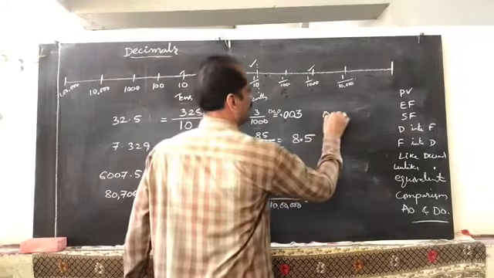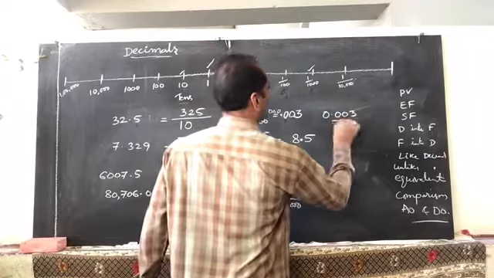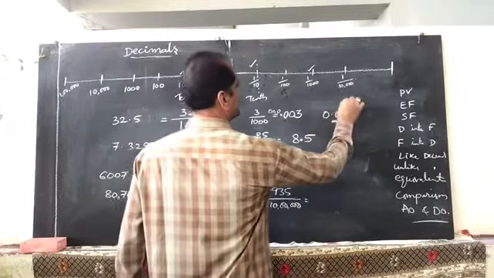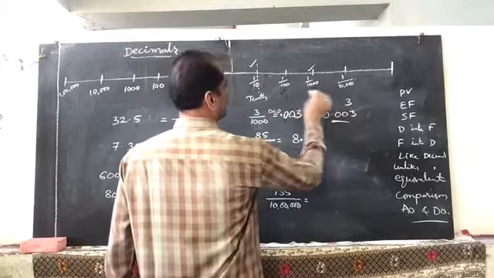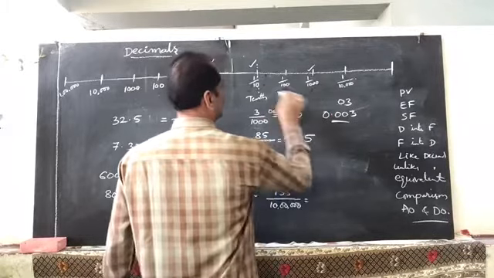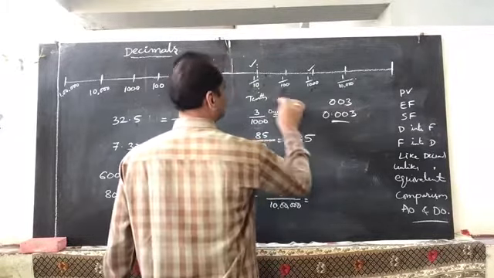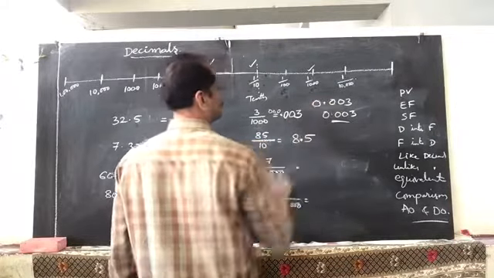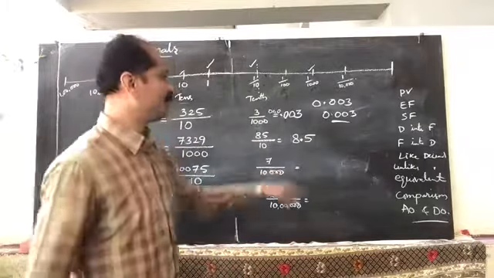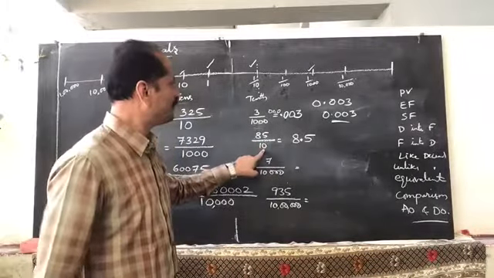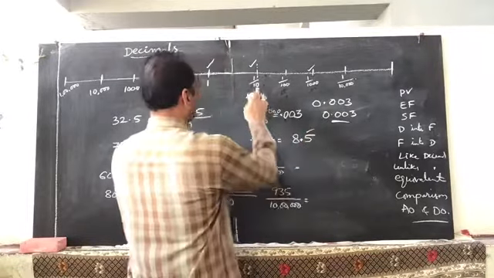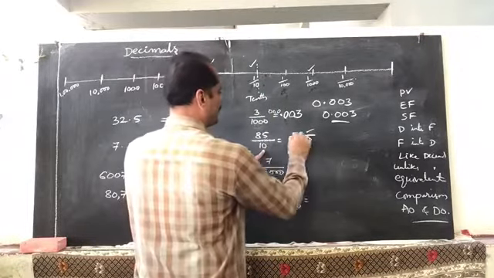So 0.003. How will you write this one? 3 is in the 1000th place, so write 3 in the 1000th place. Next greater than 1000th, the 100th place is 0, the 10th place is 0, then the decimal point, and before that the 1's place is also 0. So 0.003. Here also 8.5: 5 is in the 10th place, and next greater than the 10th place is the 1's place, before the decimal point.